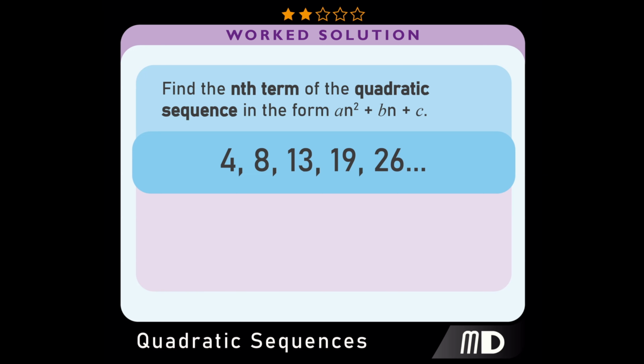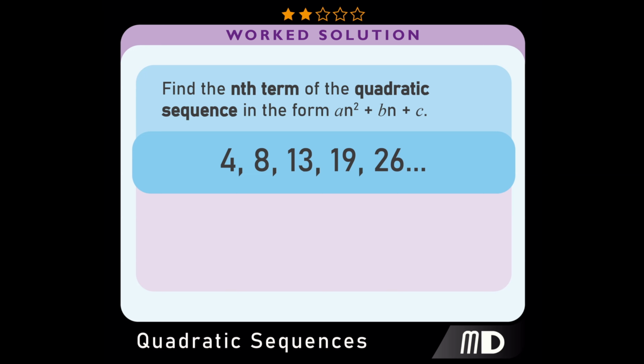Let's start by finding a. The second difference, if a constant value, tells us that a sequence is quadratic, but also helps us find a, the coefficient of n squared.